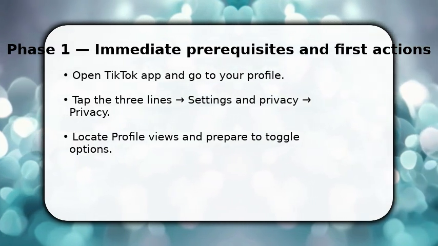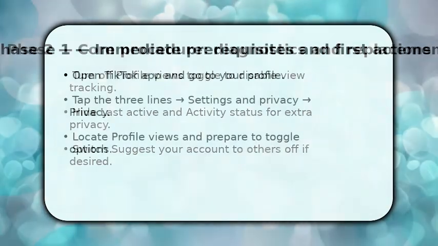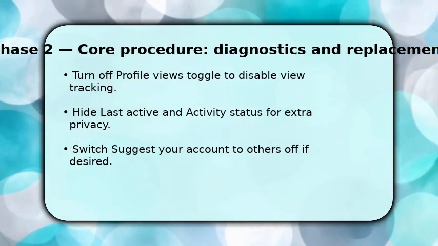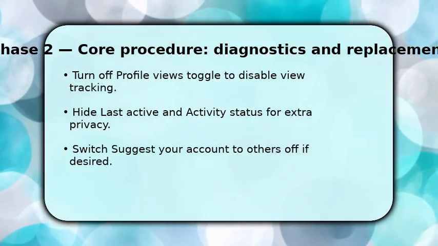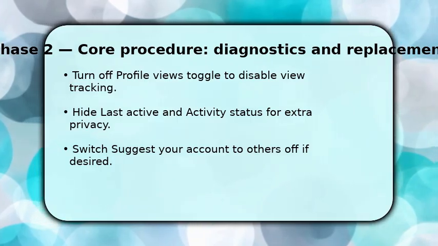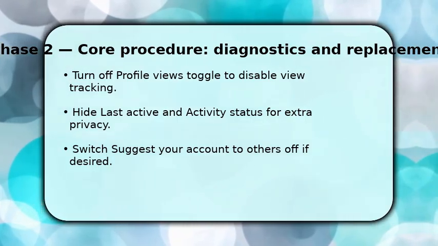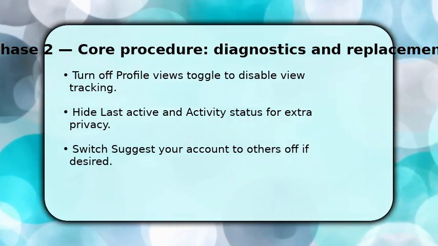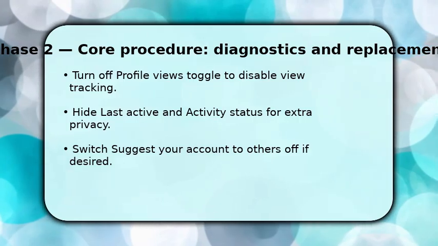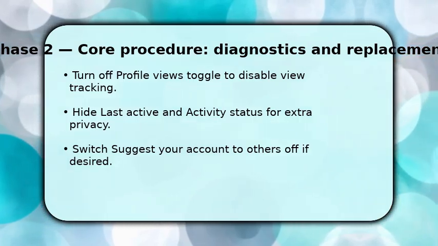After disabling profile views, continue by reducing related signals that reveal activity. Go back to Privacy and turn off Last Active and Activity Status. This lowers clues that hint at visiting behavior. Next, suggest your account to others. Turn it off to limit discovery via mutual contacts.